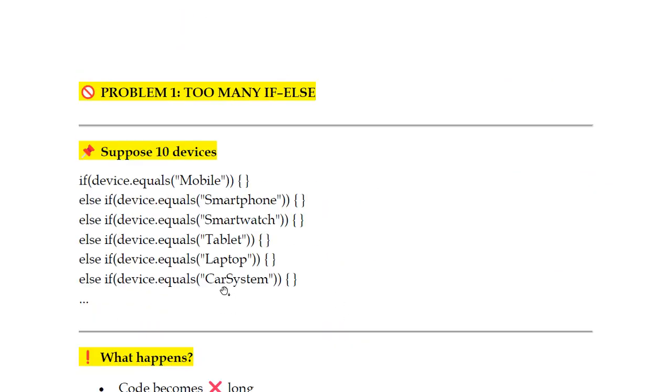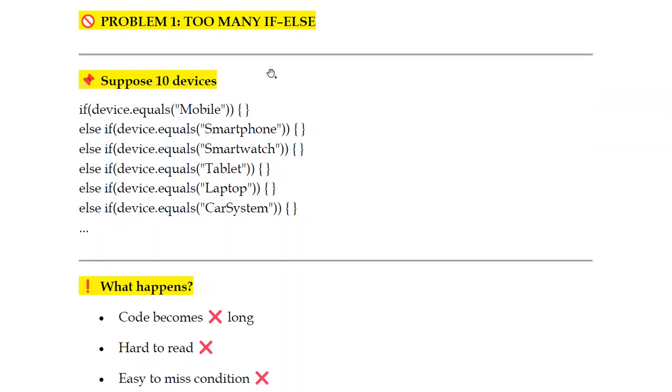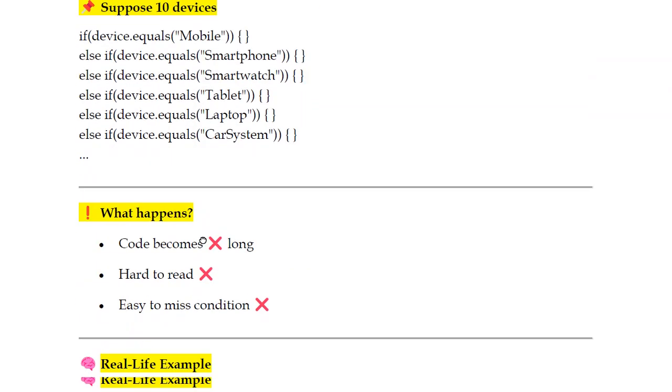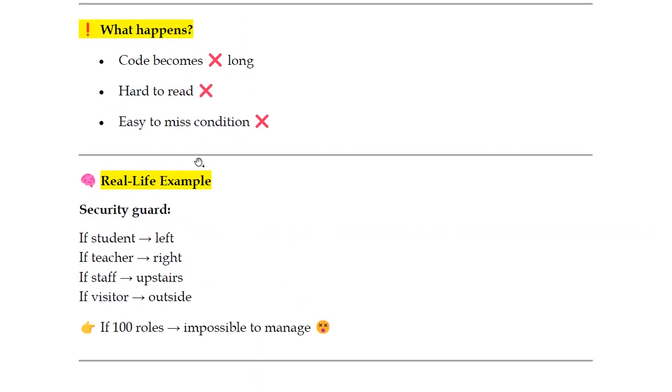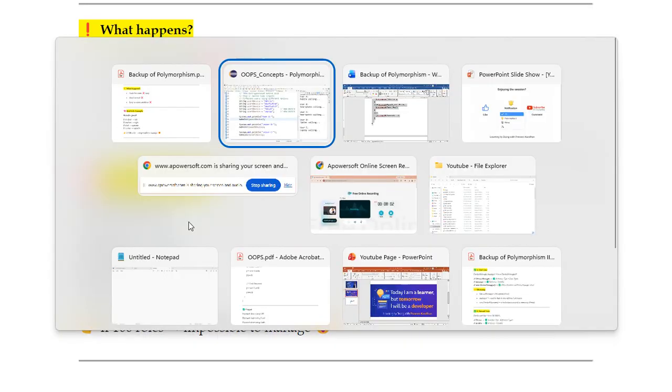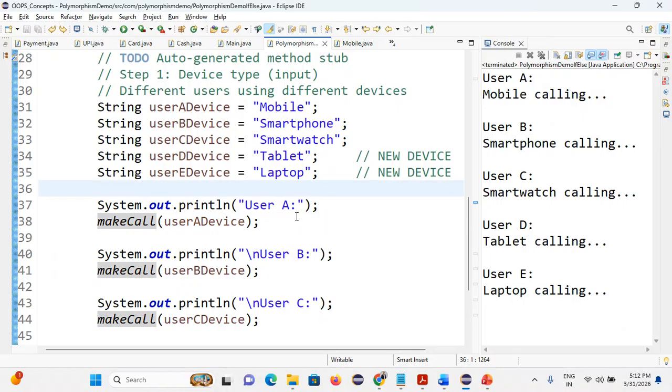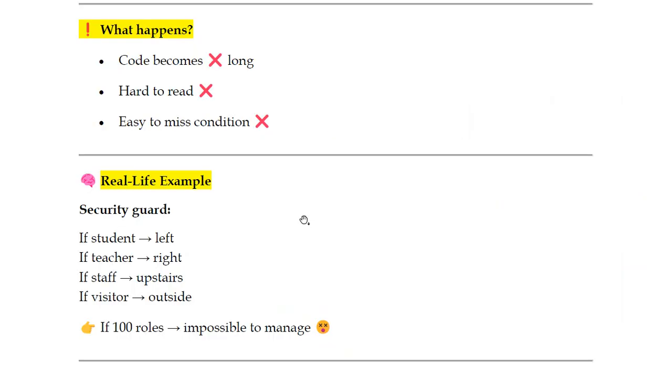We'll discuss that. So problem one we have discussed. Now we can compare with a real-time example, the security guard. How you do the task in code can be compared to a security guard in real life. If a security guard is checking: if it is a student, go left side; if it is a professor or teacher, go right side; if staff, upstairs; visitors, outside. Can the security guard remember all these things if there are 100 roles? It is impossible to manage.